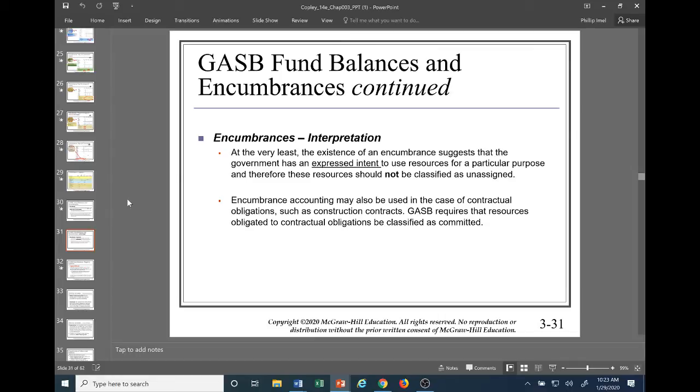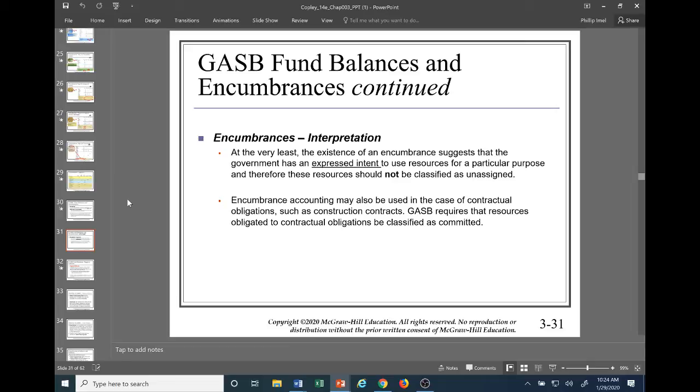So what's the interpretation of encumbrances? At the very least, the existence of an encumbrance is going to suggest that the government has expended or has an expressed intent to use resources for a particular purpose, and therefore those resources should not be classified as unassigned. Encumbrance accounting is going to be used for the case of contractual obligations. It can be used for construction contracts, and we know that GASB requires resources obligated to contractual obligations to be classified as committed, right? So remember, construction contracts and contractual obligations have to be committed. That's where they're going to be assigned to.